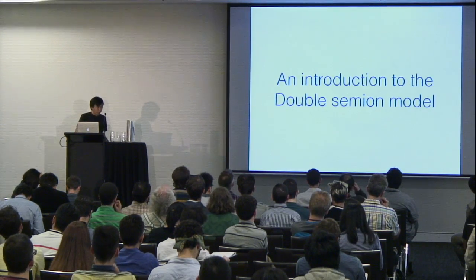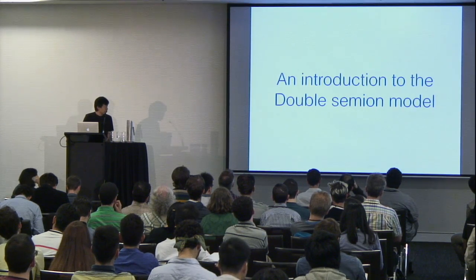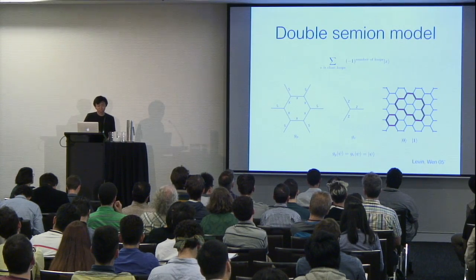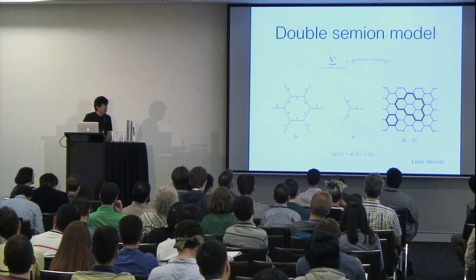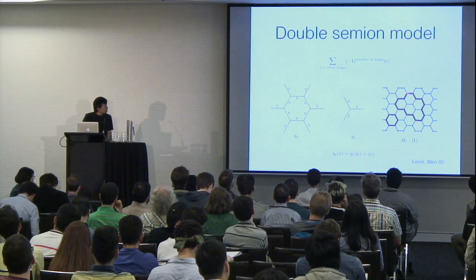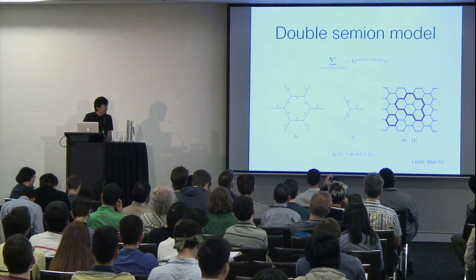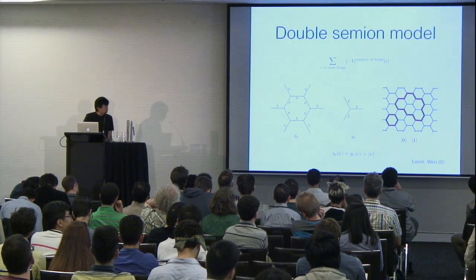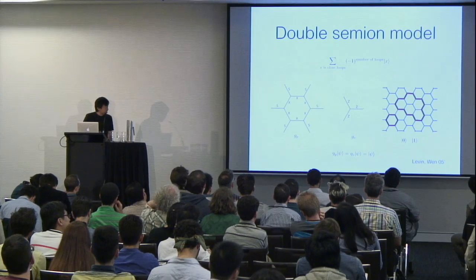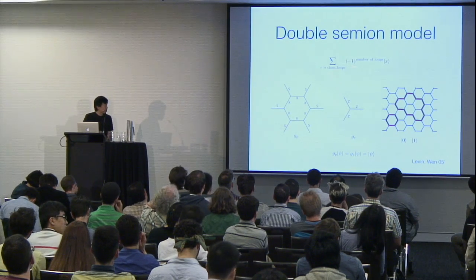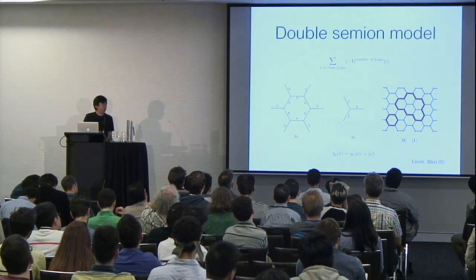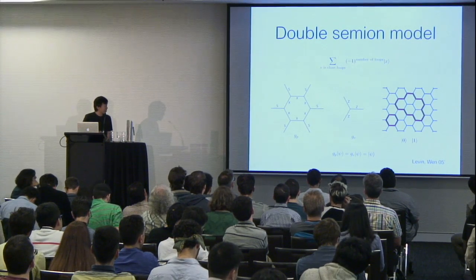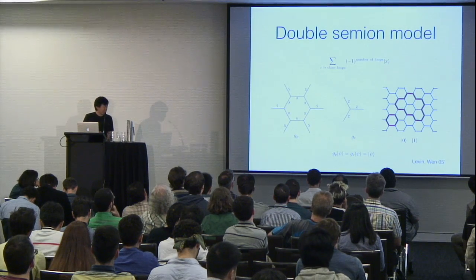Okay, so now let's look at the double semion model. Things here are very similar to the twisted quantum double model in the morning. The model is defined on a honeycomb lattice, and on each edge there's a qubit. An easy way to imagine the ground state is as a superposition of computational basis states that are closed loops, and there's a phase attached to each configuration.